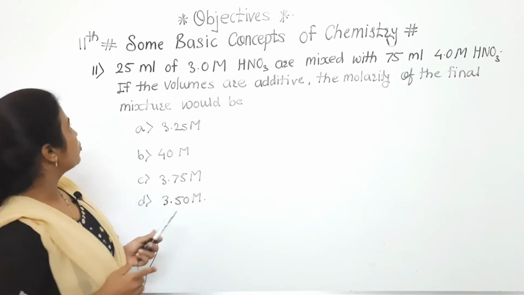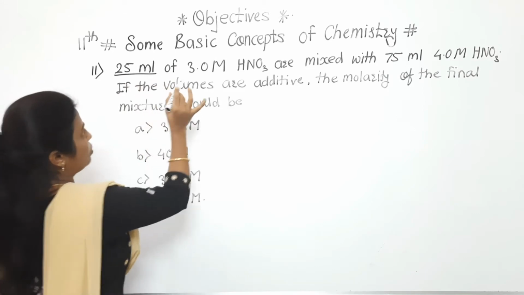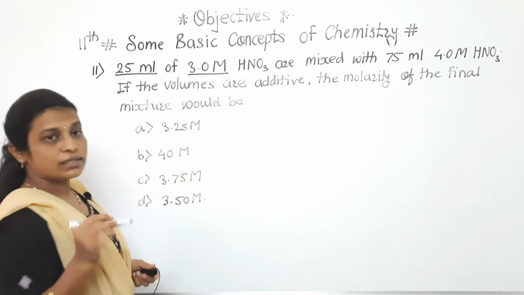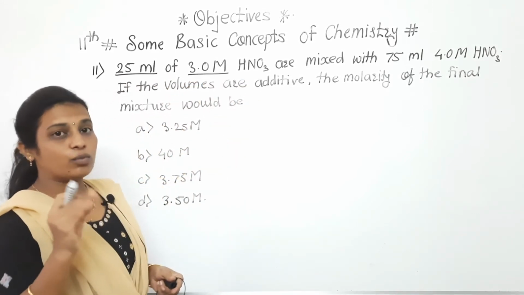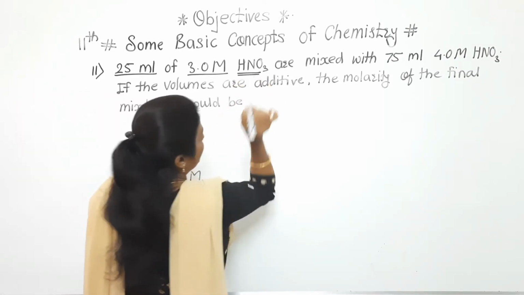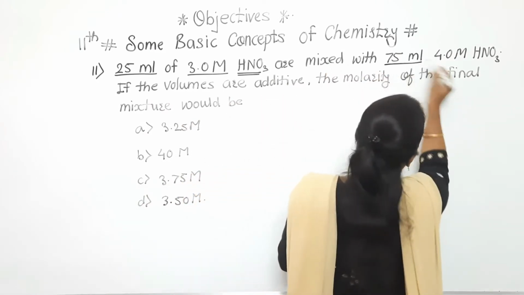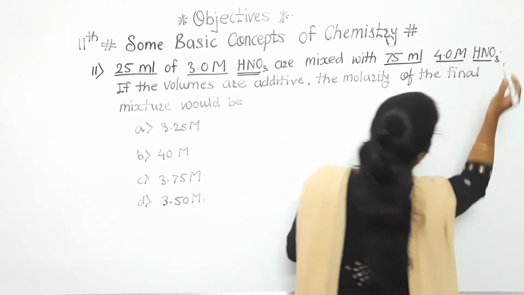So the second one, what is that? 25 ml of 3 molar HNO3, where molarity and volume of solution are given, is mixed with 75 ml of 4 molar HNO3.